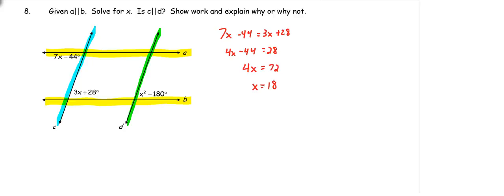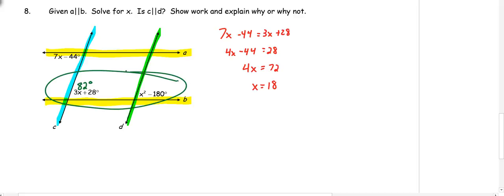So now, to prove if C is parallel to D, I'm going to put x into this angle down here so I can find that angle. So 3 times 18 plus 28 is 82 degrees. Now, if C and D were parallel, these would have a relationship because they're corresponding angles. So I'm also going to put x into the other angle, x squared minus 180. And I get that the angle is 144 degrees. So because the angles are not congruent, C and D are not parallel. So I would say C is not parallel to D because corresponding angles are not congruent.